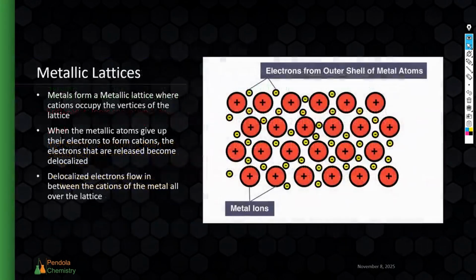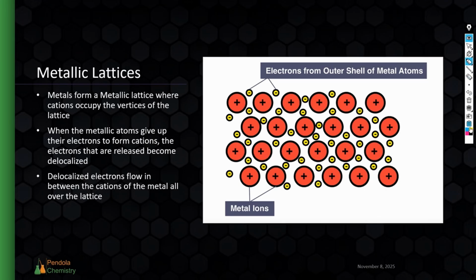So let's move on to metals. Metallic lattices. Metallic lattices refers to the structure of a metal. And we actually talked about this at length in honors chemistry. Metallic lattices are metals that are pure or mixed together to form alloys. So a metal forms a metallic lattice because whenever the atoms of a metal come together, their electrons are removed and metallic positive ions are created. When metallic atoms give up their electrons, they form cations, and those electrons are released to become delocalized.